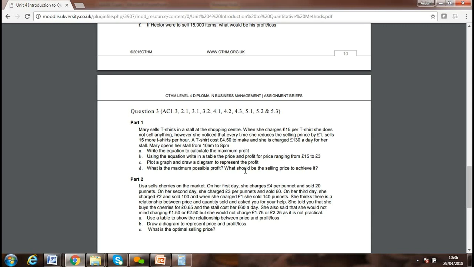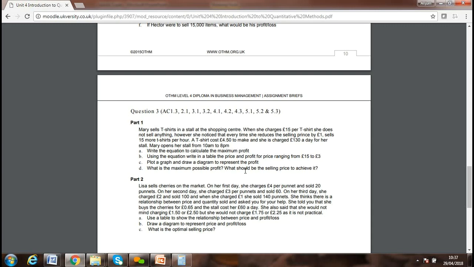Do we know how many shirts she used to sell? We know that when she's charging 15 pounds, she's not able to sell any of the shirts. But when she reduces the price by 1 pound, that is 14 pounds, she sells 15 more t-shirts per hour. That means per hour she'll be selling 15 shirts at the price of 14 pounds. Of course, we don't know, she did not sell anything before, so it is 15 shirts.